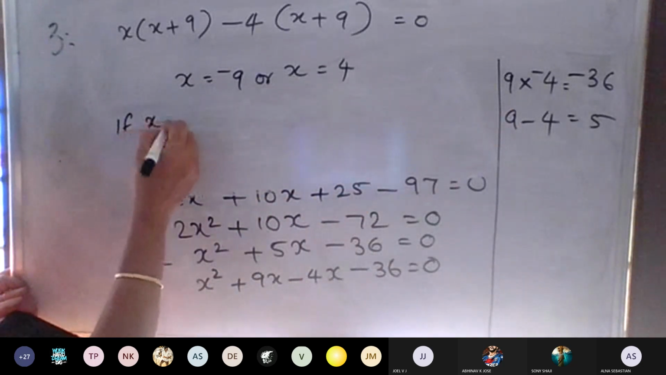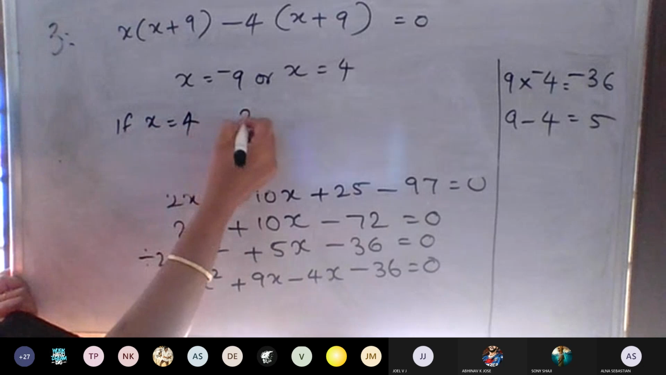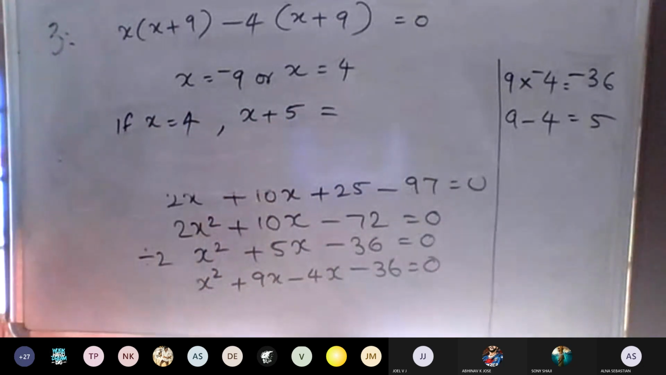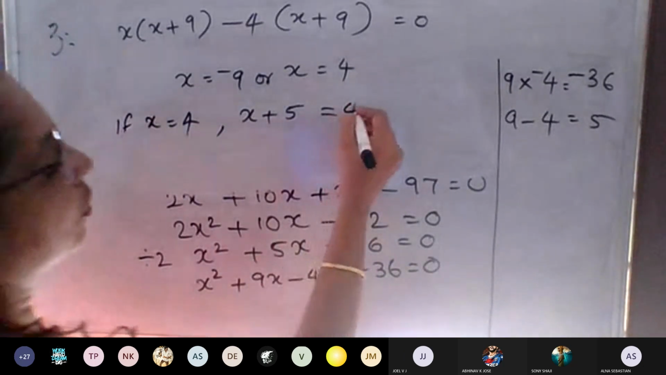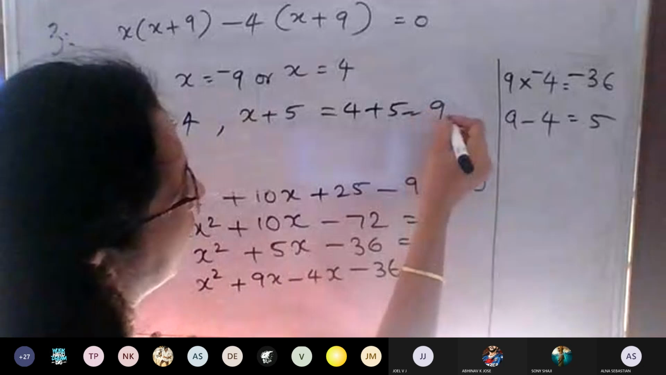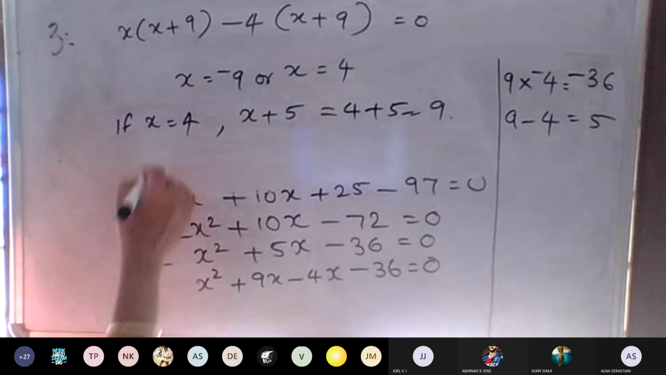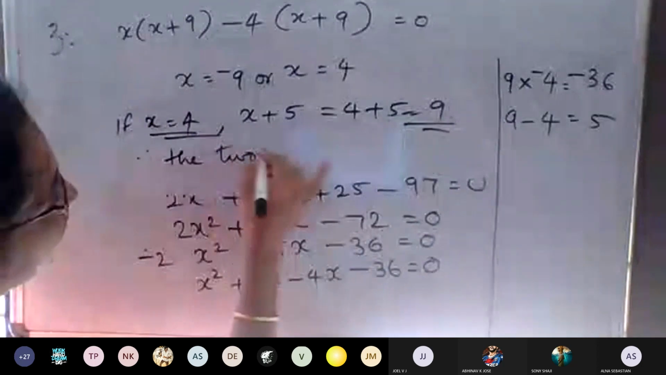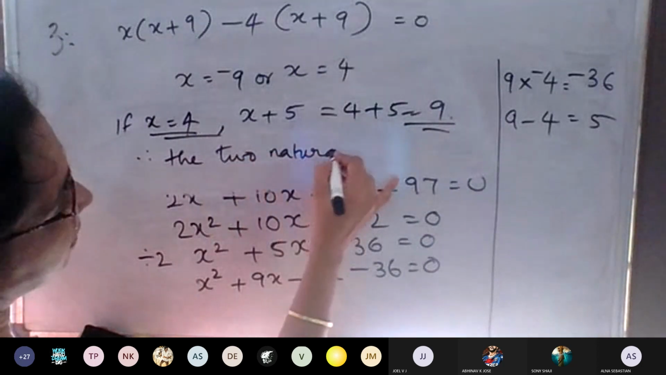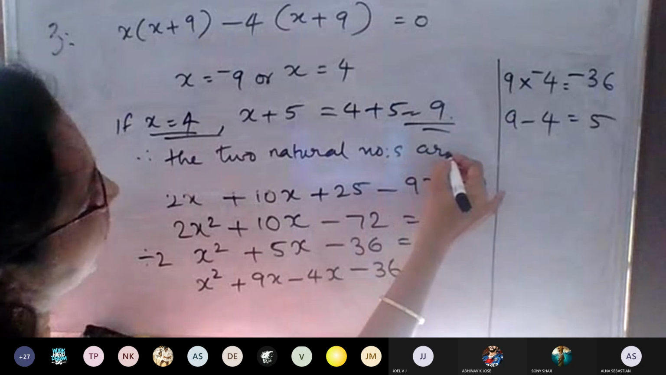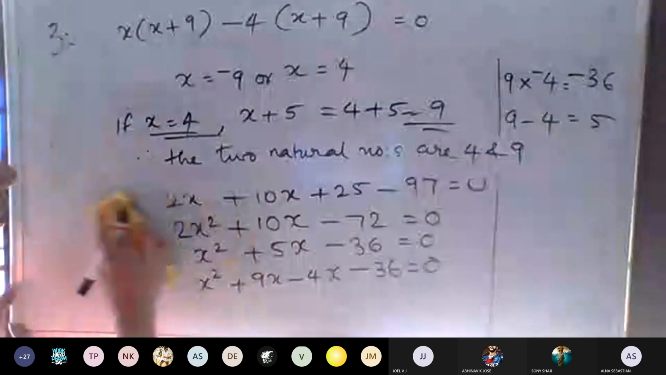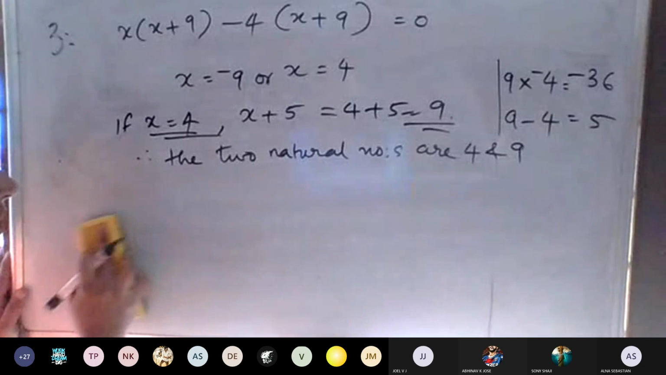Then we take only x is equal to 4. Then x plus 5 is equal to 4 plus 5, which is equal to 9. Therefore, the two natural numbers are 4 and 9.